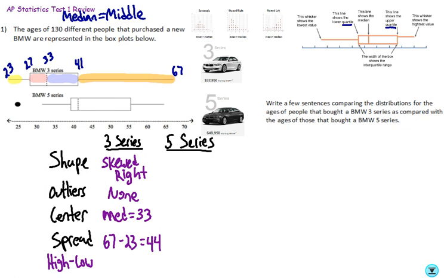So the median for the 5 Series, let's say that that's maybe 41, right? Because that kind of matches up with what we said there for the 3 Series. What's the oldest person that bought a 5 Series? Looks like the oldest person, maybe 64. Who's the youngest person that bought a 5 Series? Let's maybe say 31. And then we want to know our quartiles, right?